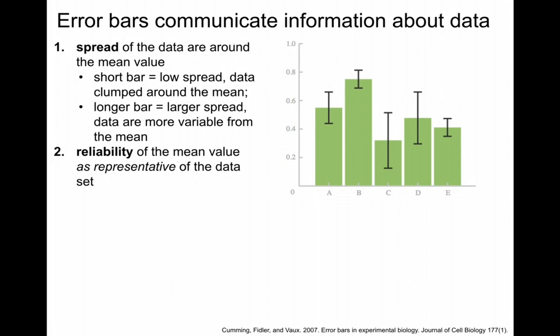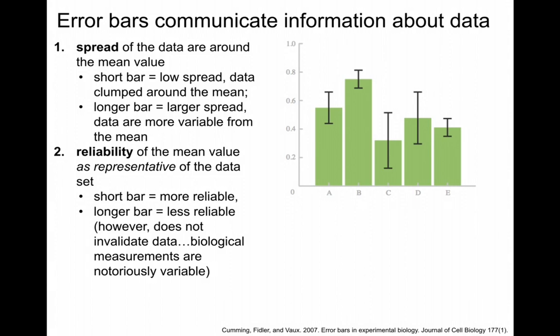An error bar also communicates the reliability of the value of the mean. So whether or not the mean value is representative of the entire data set. A short bar means the mean is a more reliable value of the data set, and a longer bar indicates that the mean value is a less reliable summary of all of the data.